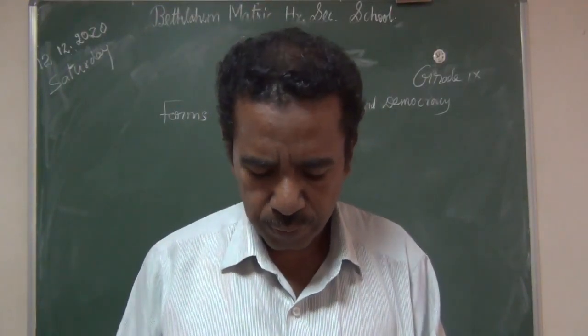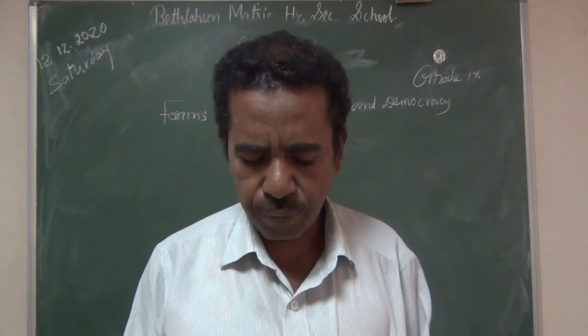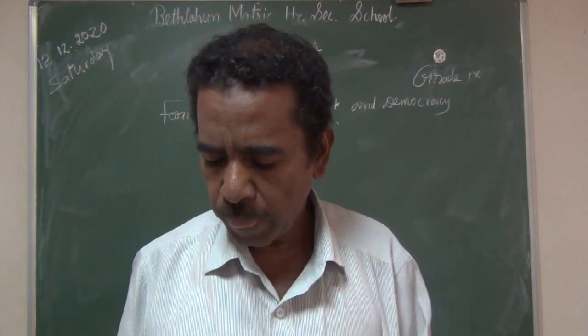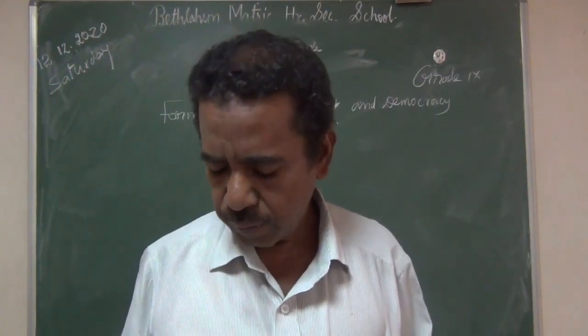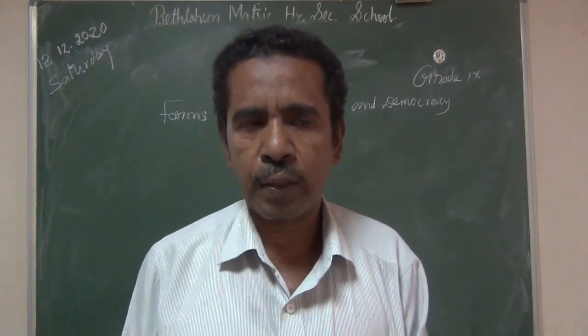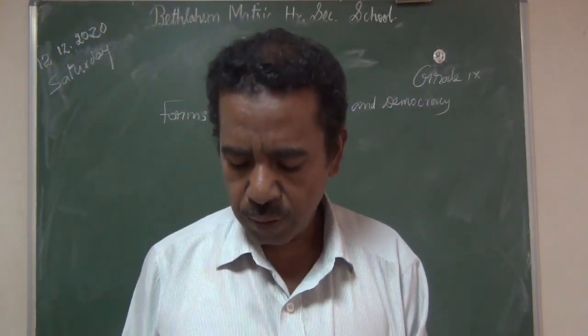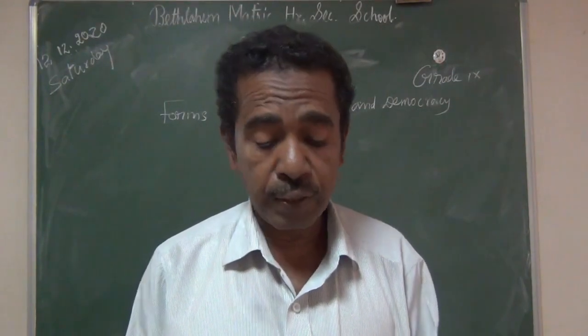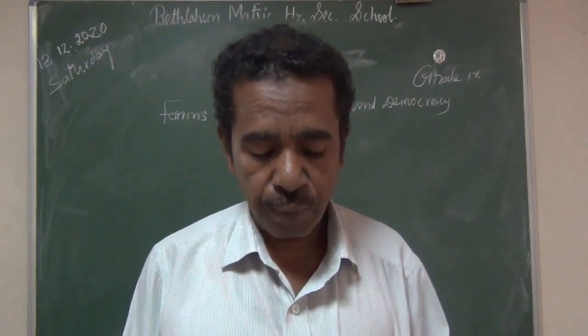Give short answers. Give Abraham Lincoln's definition of democracy. Abraham Lincoln defined democracy as government of the people, by the people and for the people.